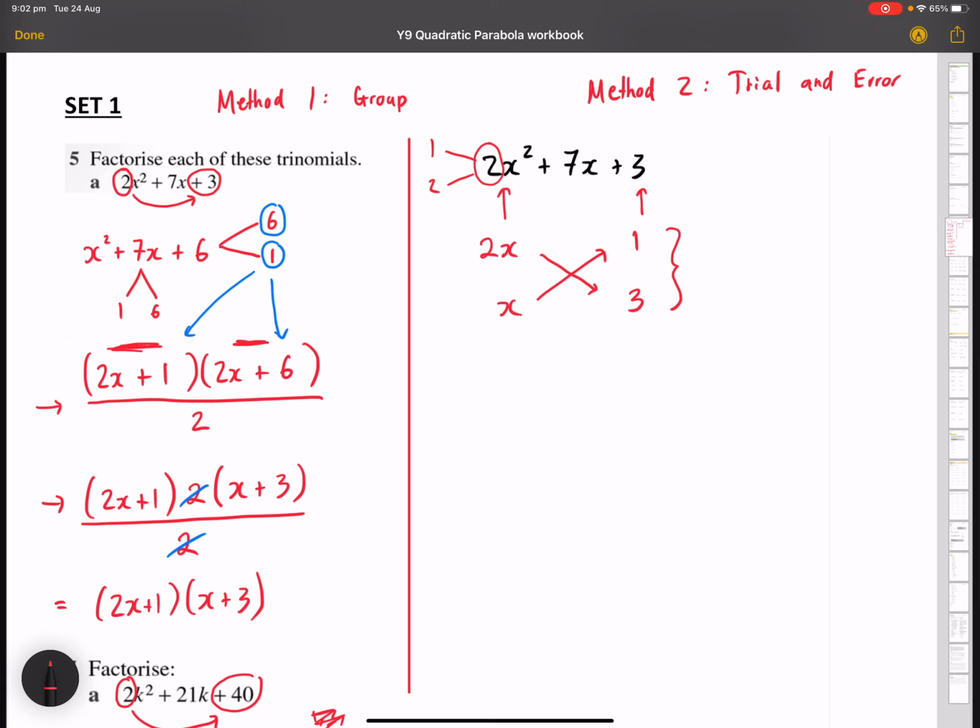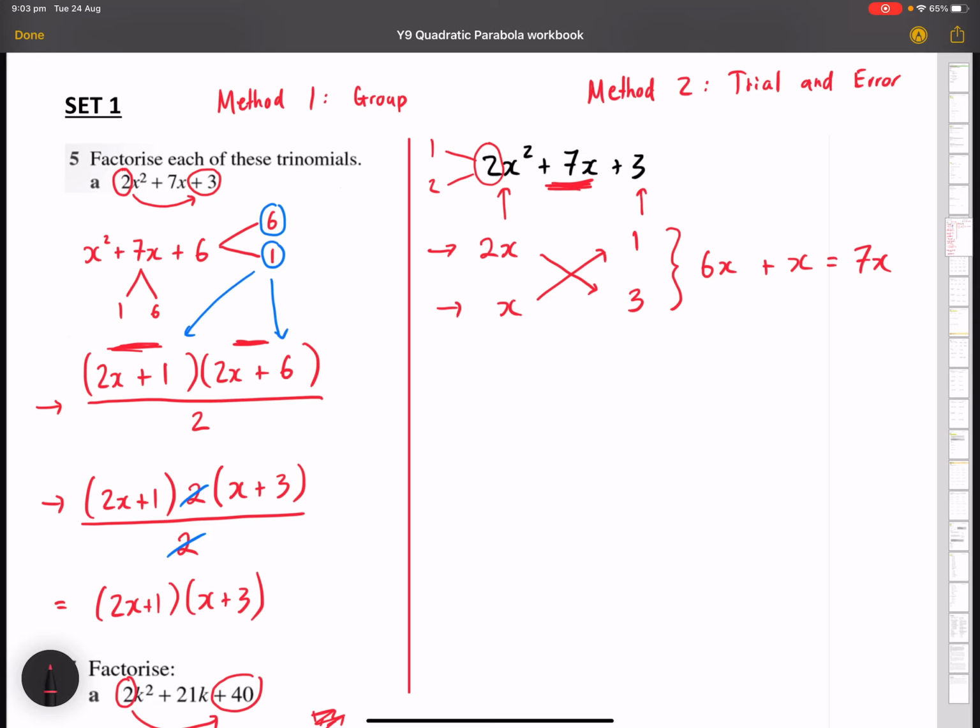Okay. So now we have to just trial and error. Just try, see if this works. If it doesn't work, then you're going to try a different one. So 2x times 3 will be 6x, plus x times 1, which is x, and that gives you 7x. What we're trying to do is get this middle number when we cross multiply, and it happens to work. So that means this is the correct solution here. Had I put a different number in, it wouldn't have worked.